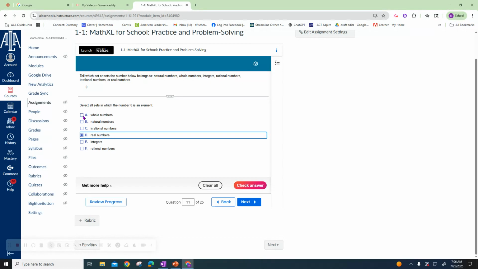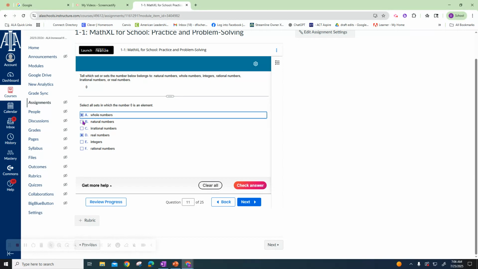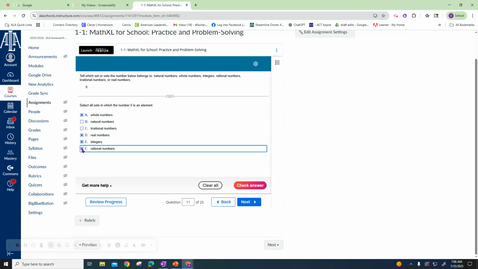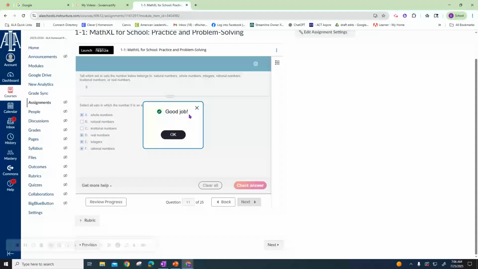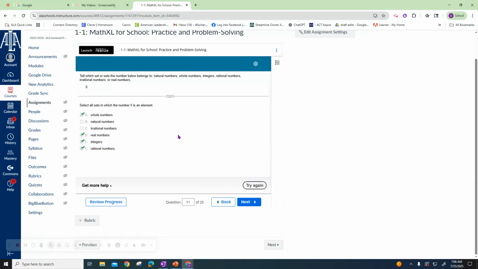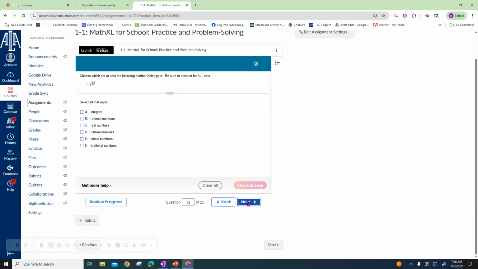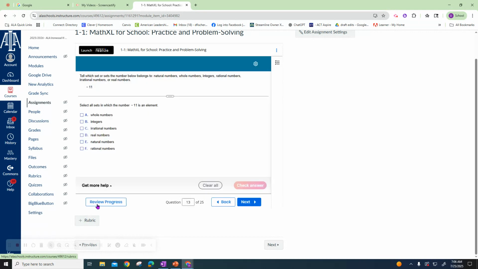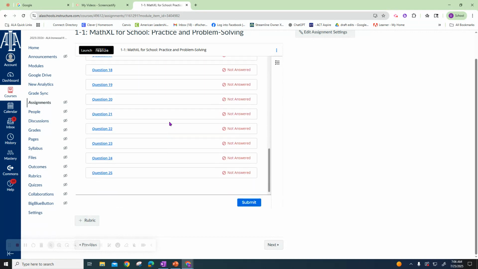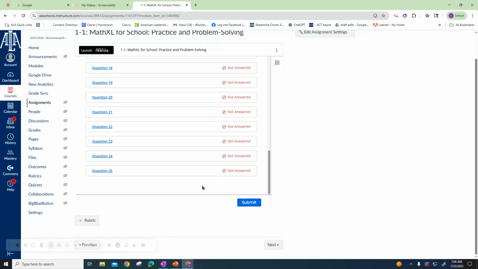Right, it's a whole number. Not natural, because naturals are counting numbers like in kindergarten, 1, 2, 3. It's not a natural number, it's not an irrational number, but it is an integer, and it is also a rational number. All right, so Fisher's doing good here. So you keep doing this until you get to the end, or you could go to review progress. And you can close out of this. We're going to start it in school today, and I think you'll finish all 25 questions.